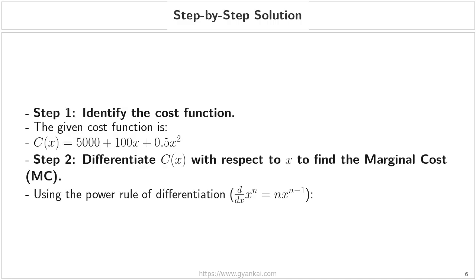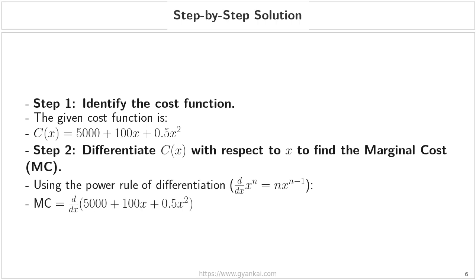Moving to step 2, we need to find the marginal cost. As we established earlier, the marginal cost is the first derivative of the total cost function with respect to X. To achieve this, we will apply the power rule of differentiation, which states that the derivative of X raised to the power of n is equal to n times X raised to the power of n minus 1. Let's apply this rule to our specific function.